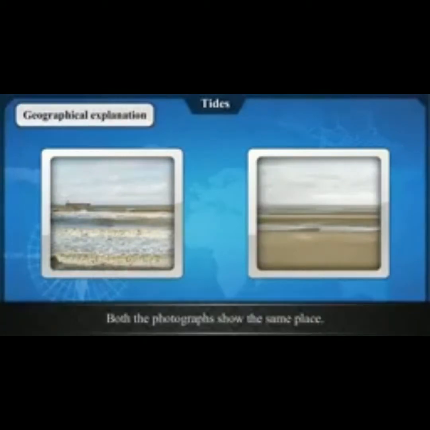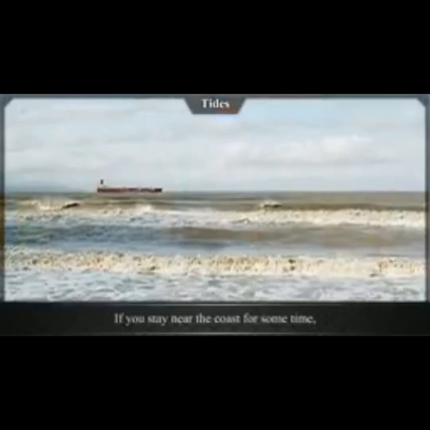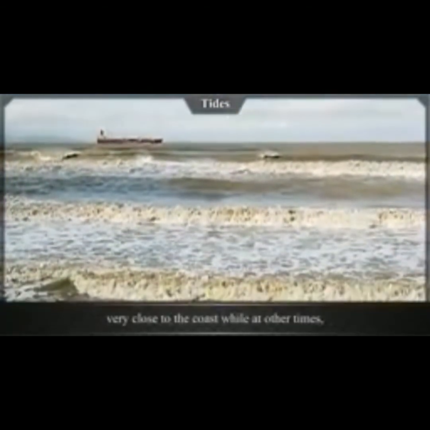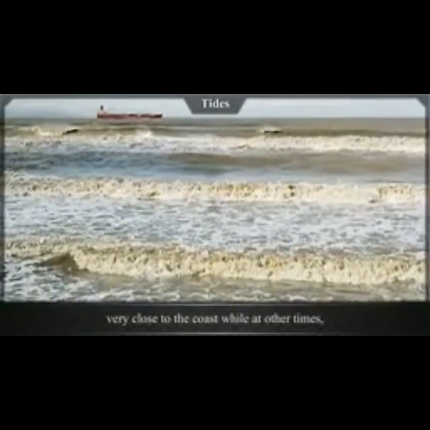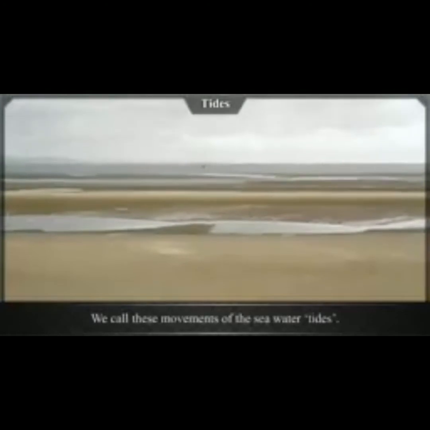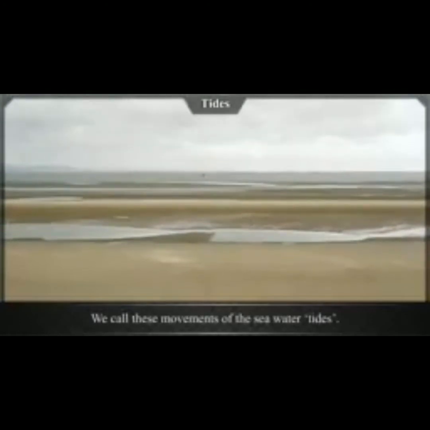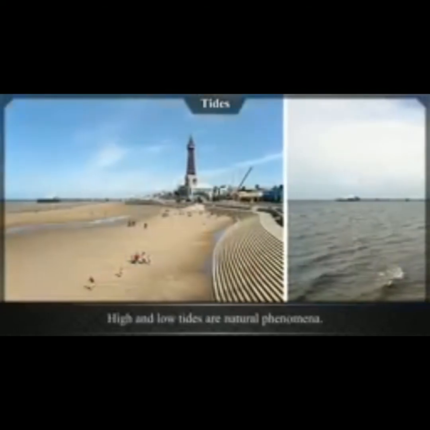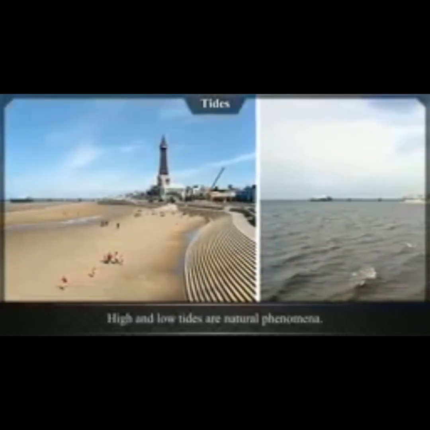Geographical explanation. Both the photographs show the same place. If you stay near the coast for some time, you will realize that the sea water is sometimes very close to the coast, while at other times it is far away from the coast. We call these movements of the sea water tides. Barring a few exceptions, all the coasts on the earth experience tides. High and low tides are natural phenomena.